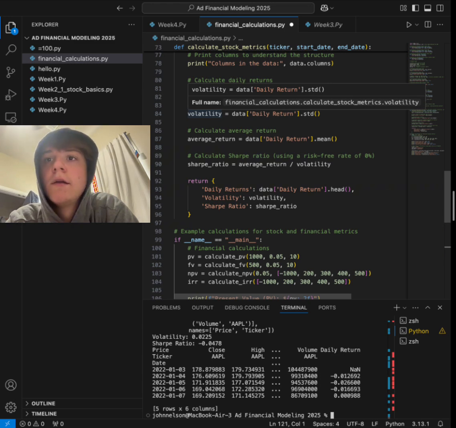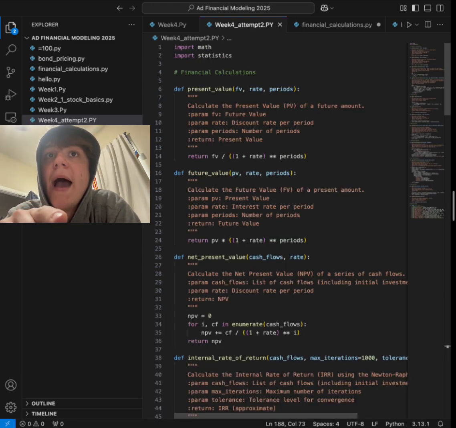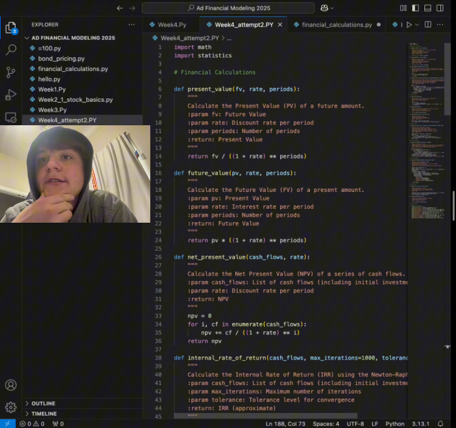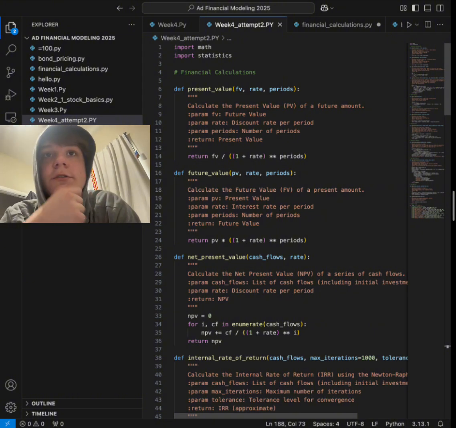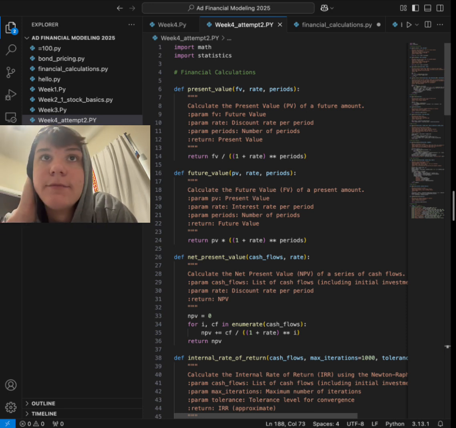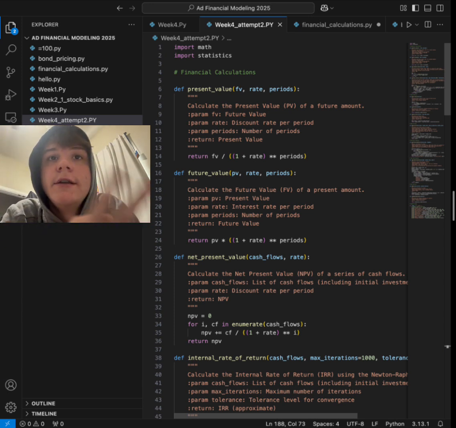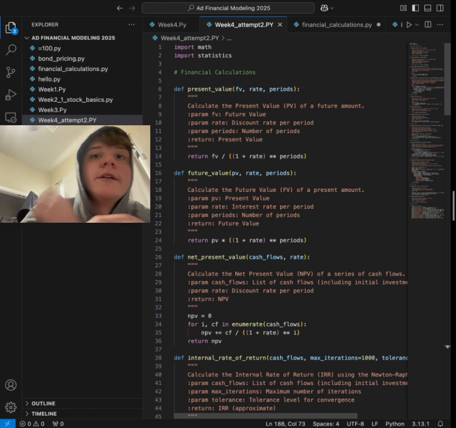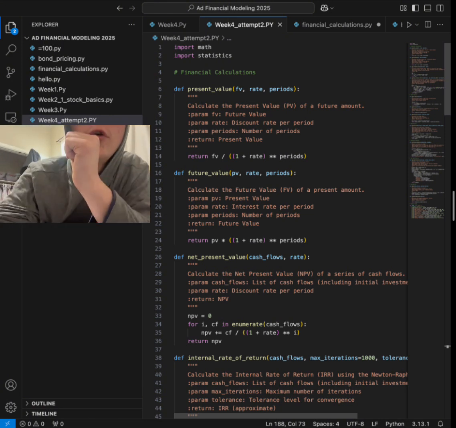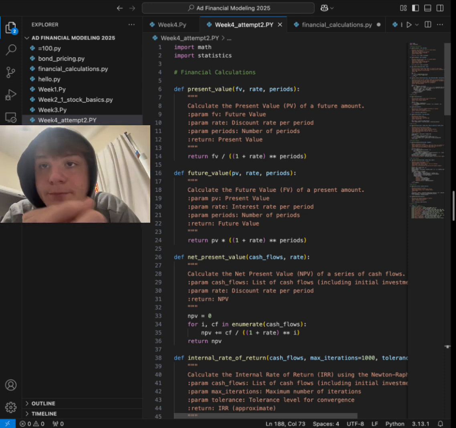and using math, import math, and import statistics. So as you can see from this screenshot on Terminal 1, Week 4, Attempt 2, you import math, import statistics, and then you have your financial calculations for present value, future value, net present value, and internal rate of return, IRR.